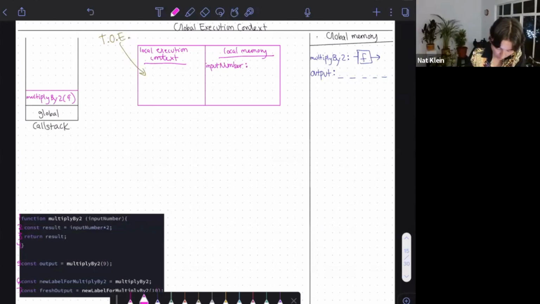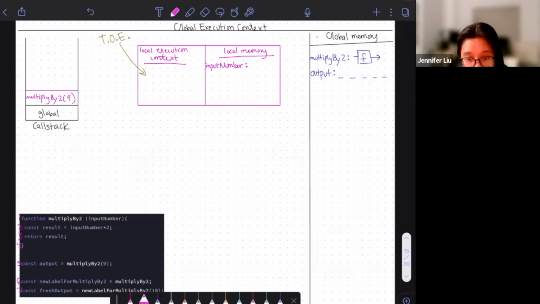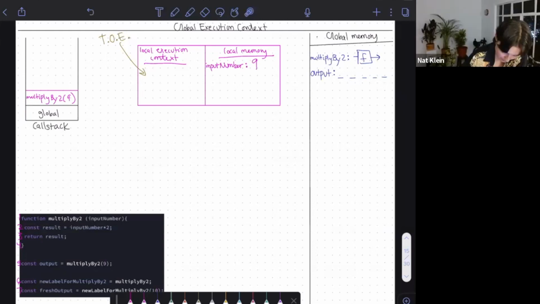Yep, input number. And what is the value that's going to be stored here? 9. 9, exactly. It is what we passed into the invocation down here. Awesome. All right. So we've processed our one parameter. We've paired it with its value coming from the argument. And so what is the next thing happening in this function definition?